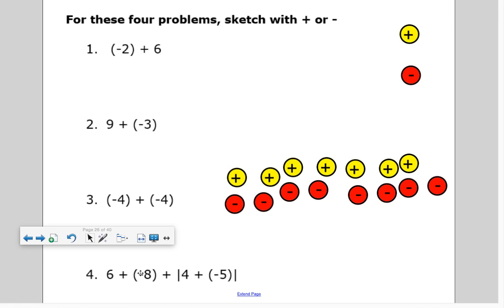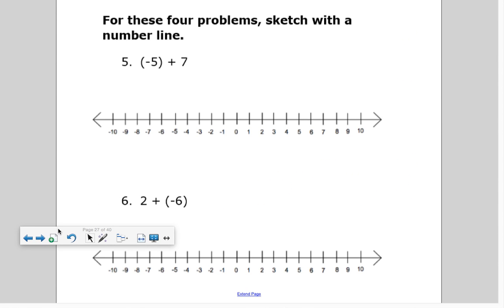So it says 6 plus -8, and the value of this will be 1. So again, in absolute value, they want you to solve inside the absolute value bars. If you put 4 positives with 5 negatives, you have more negatives by 1. What's the absolute value of -1? 1. All right, let's use our number line.